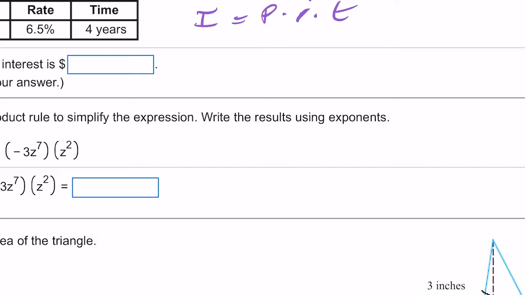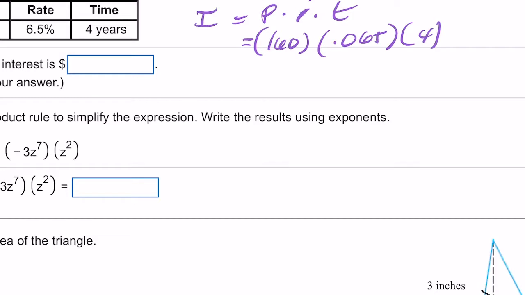So here you're finding the simple interest. You have your principal, your rate, and your time. And all you do is multiply them together, but just make sure you change the rate to a decimal. So here I would have 160 times, if I want to take 6.5% and change it to a decimal, I'm going to move the decimal back 2 places to the left. So it would be 0.065 and then times 4.